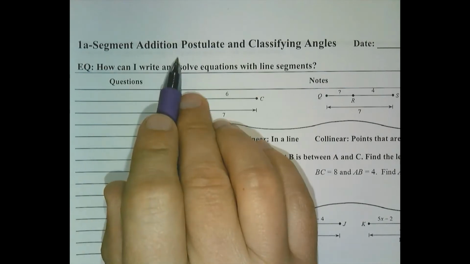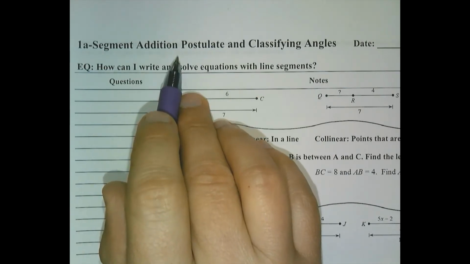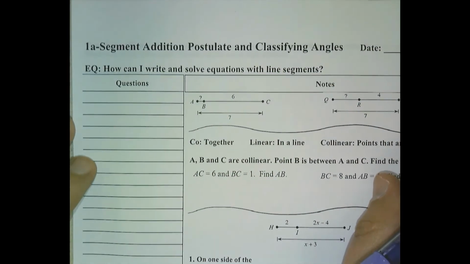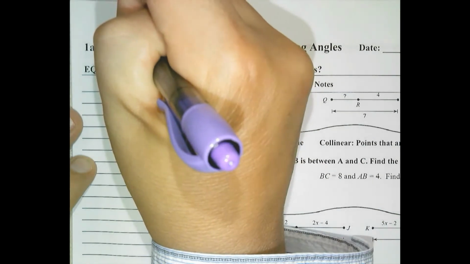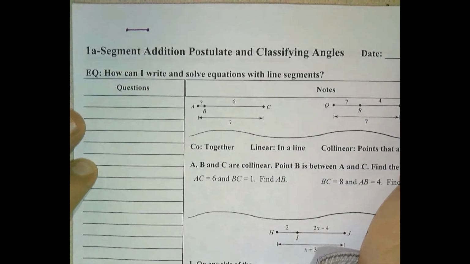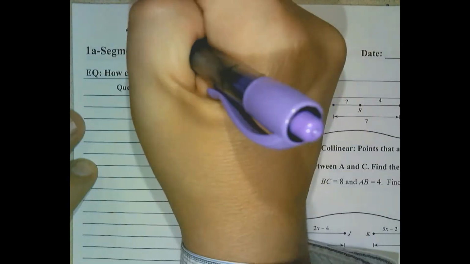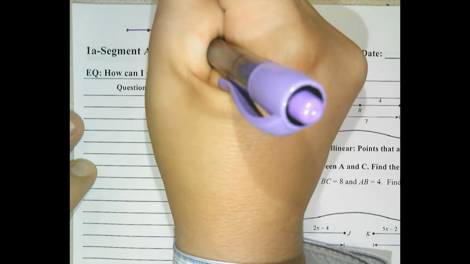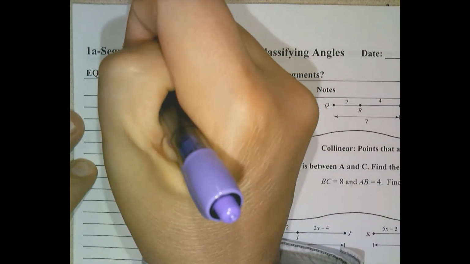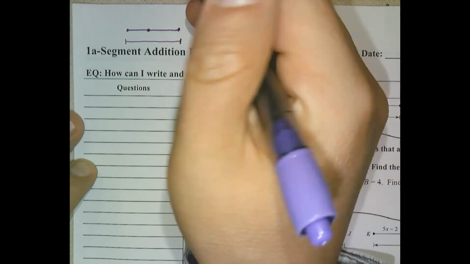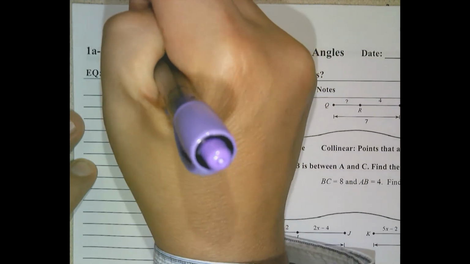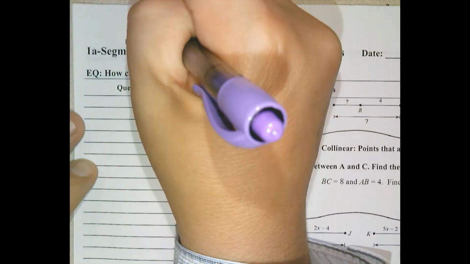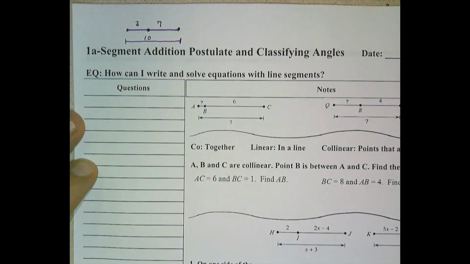Today we're going to learn the segment addition postulate. The segment addition postulate is a fairly basic, easy to understand postulate that says if I have two line segments, a line segment being a line that has two ends, that are next to one another, then the entire length of those line segments, in this case I'm just going to use numbers, is equal to the sum of the length of each individual one. So that's the segment addition postulate.